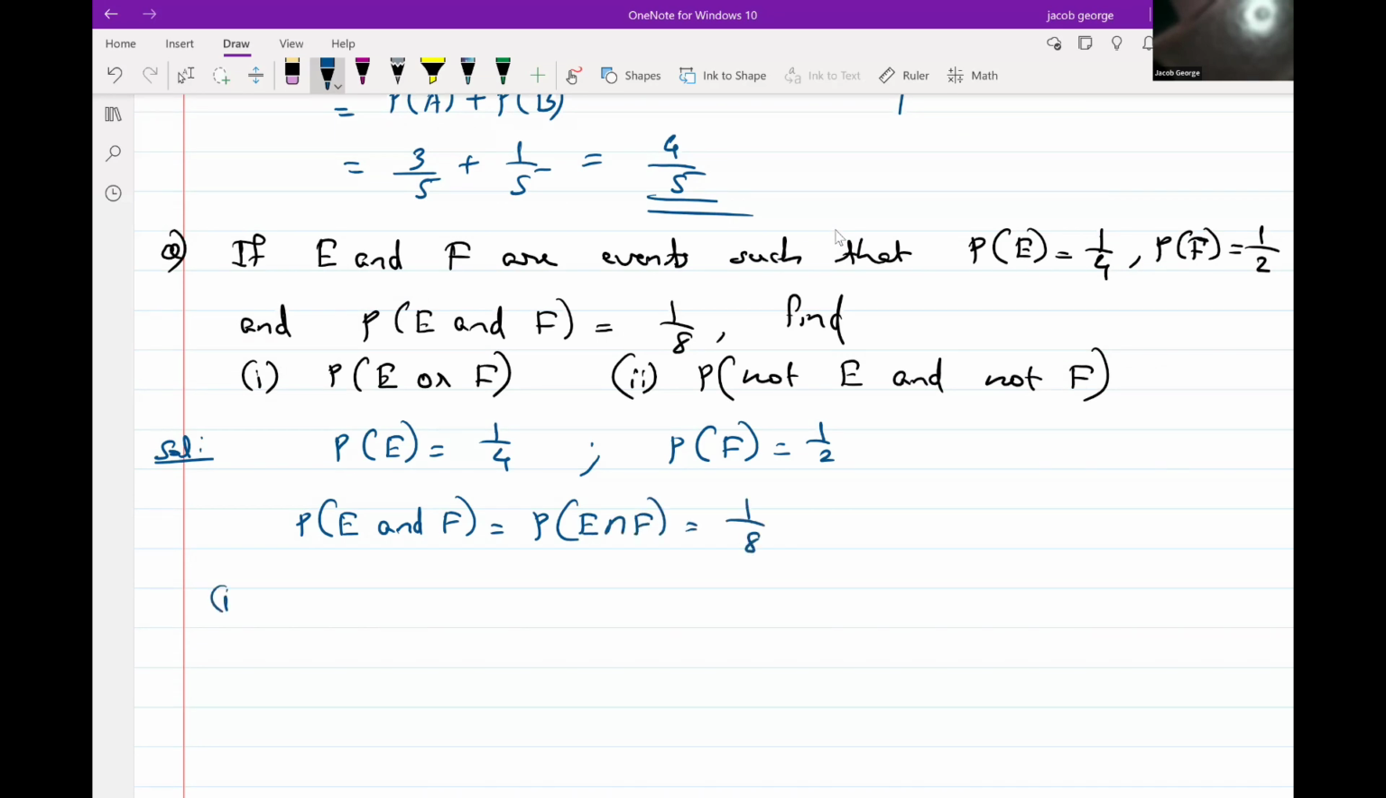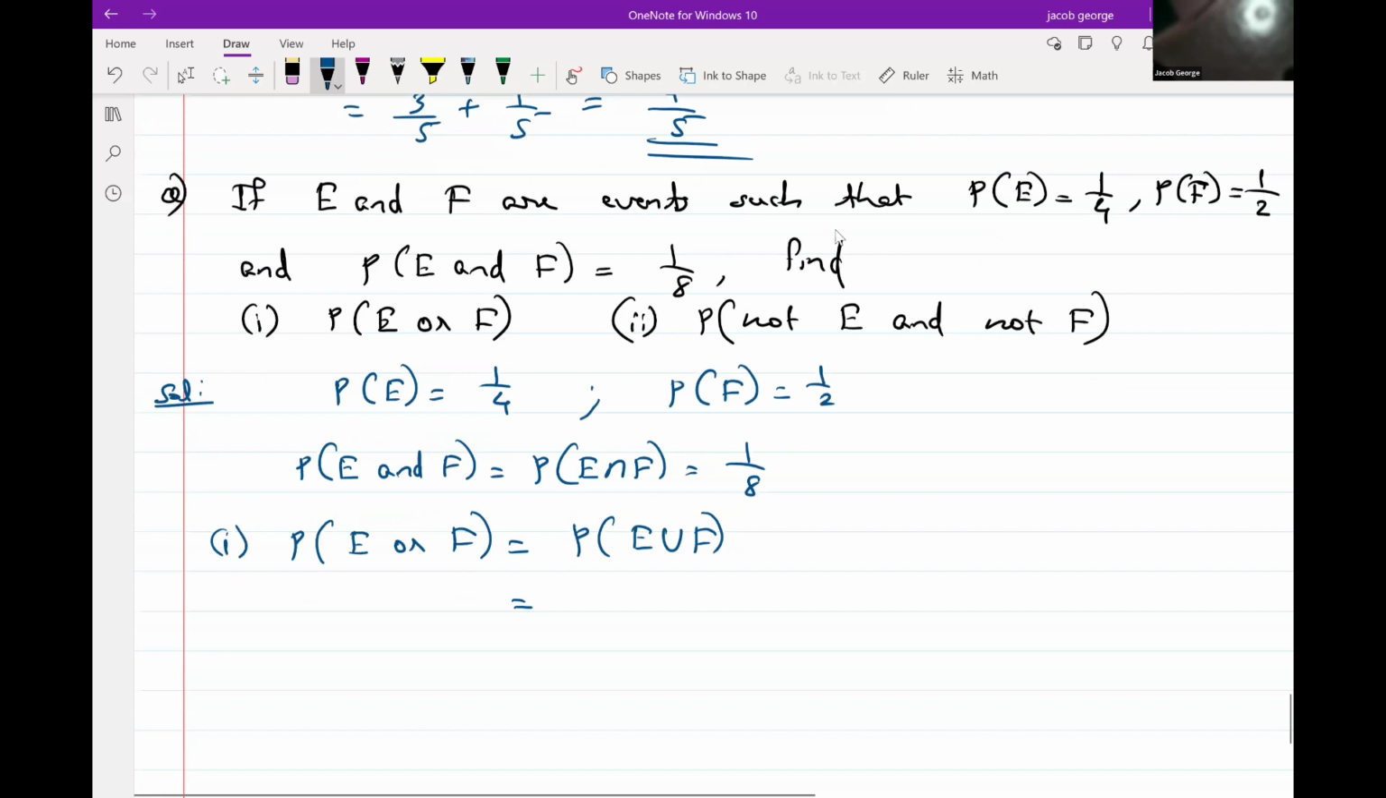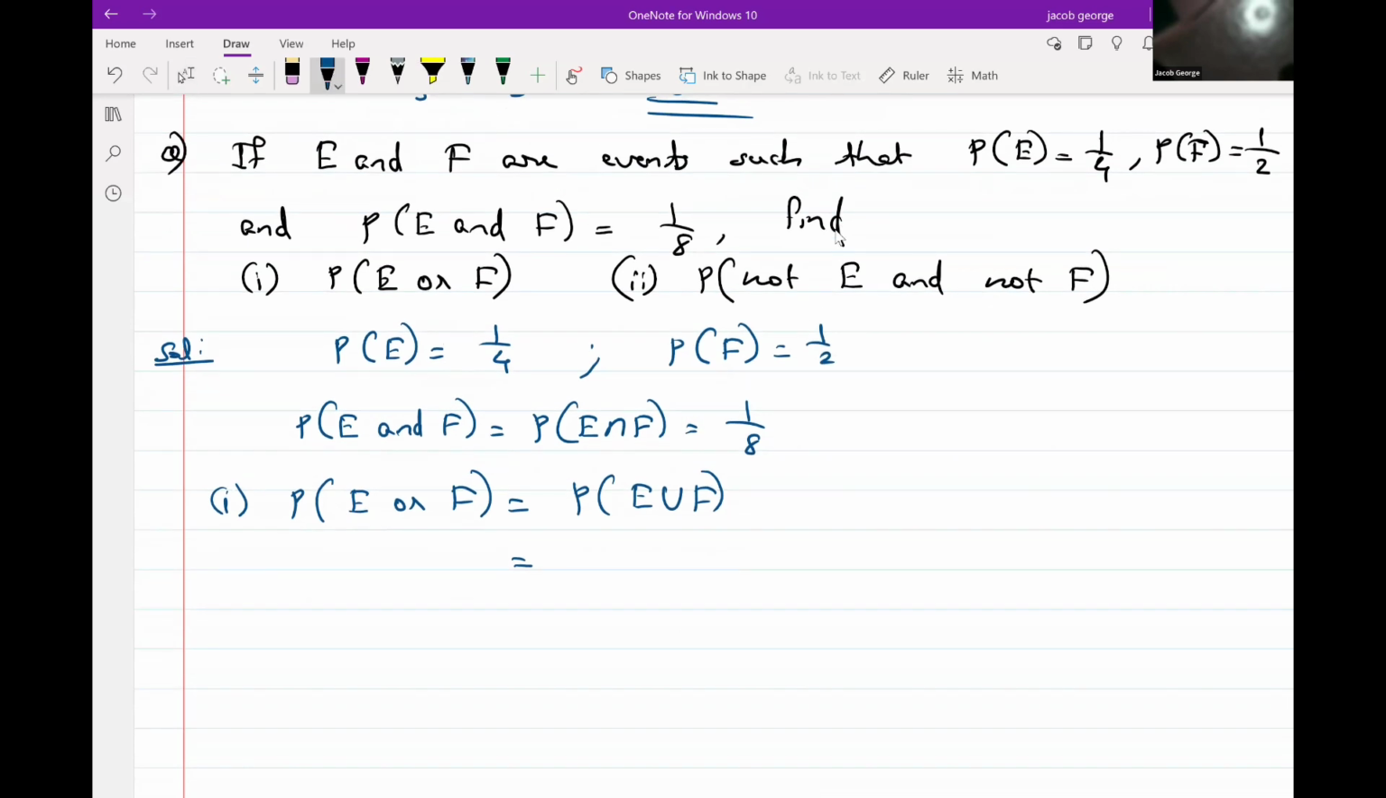And first one, we should find P of E or F. P of E or F means P of E union F. We have the formula. What is P of E union F? It is P of E plus P of F minus P of E intersection F.